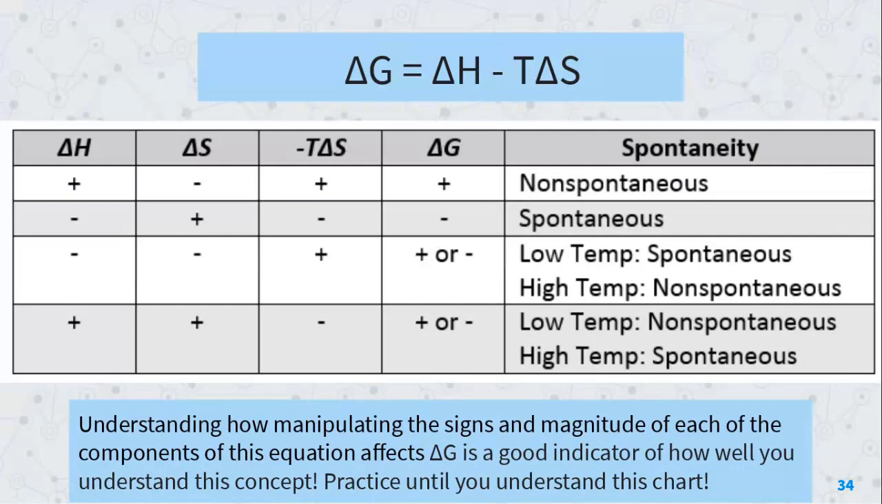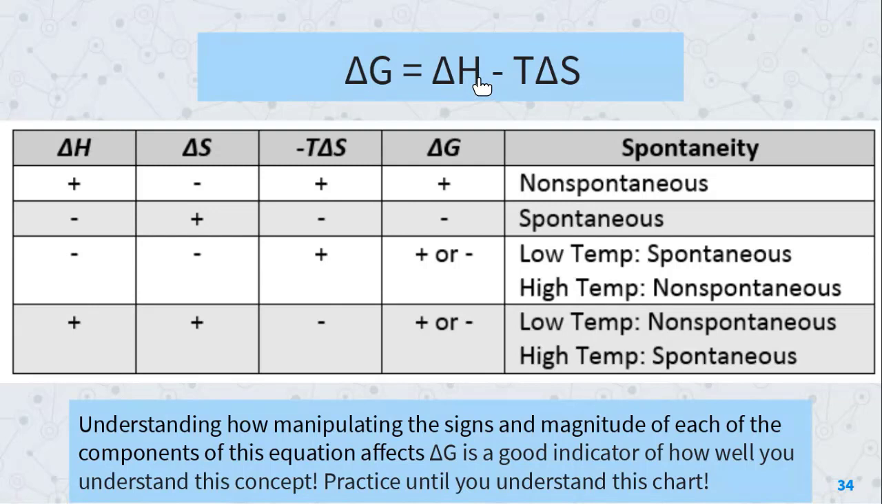So this formula, or this chart, I mean, all this information is really, really useful. I highly recommend that you take a look at this and make sure you understand the trends of this chart, and if not memorize it, be able to predict it yourself, because understanding how manipulating these different signs and the magnitude of each of these components of our equation up here that we've been talking about, that is a pretty good indicator of how well you understand the concept and how well you'll be able to predict whether something will be spontaneous or non-spontaneous based on only the signs and not numbers.